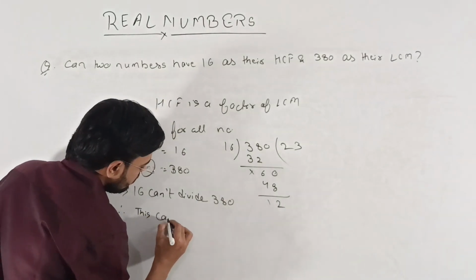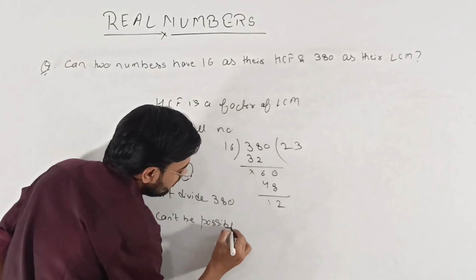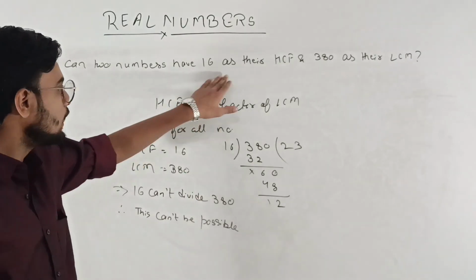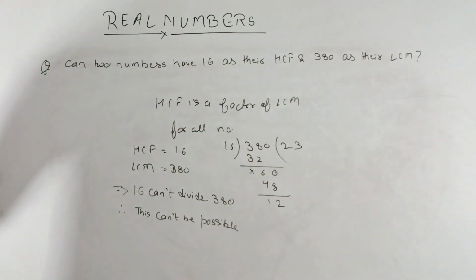Therefore, this cannot be possible. What is not possible? That two numbers cannot have 16 as their HCF and 380 as their LCM. This cannot be possible. Understand?